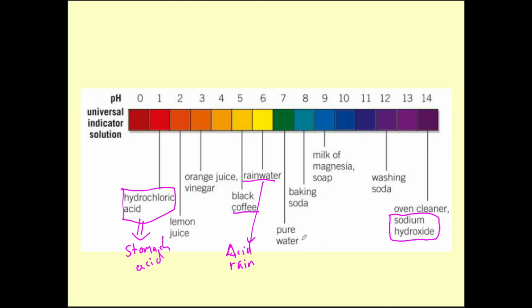So pure water, of course, comes at 7. Baking soda, so this is your bicarbonate of soda that you might use in cooking. It's what makes cakes rise, and we'll talk about that later on in the course of these lessons. Milk of magnesia, soap, so something that you'd use every day, and then washing soda, so this is your washing powders and washing chemicals that you'd use to clean clothes. So lots of everyday substances here, and we can look at how we can use these in order to neutralise each other.